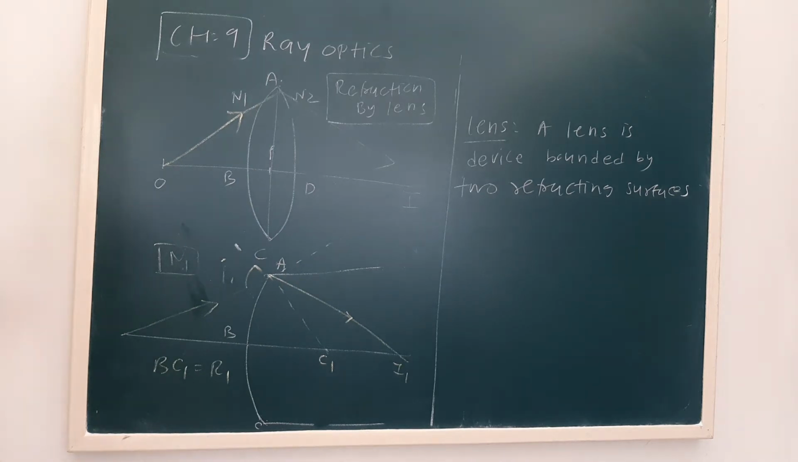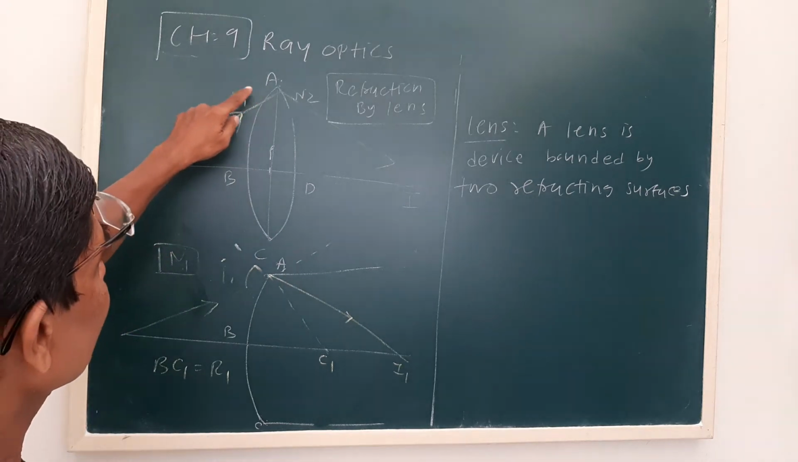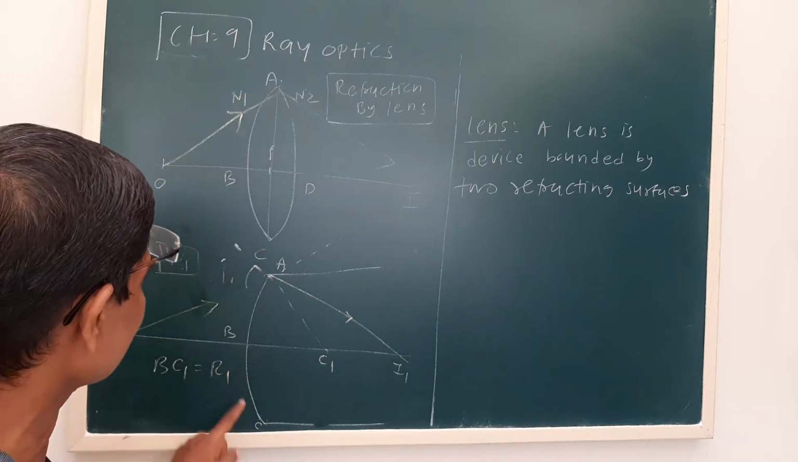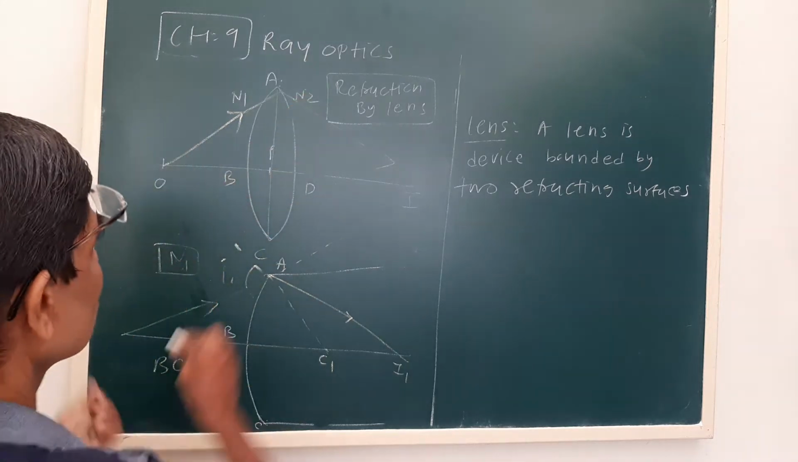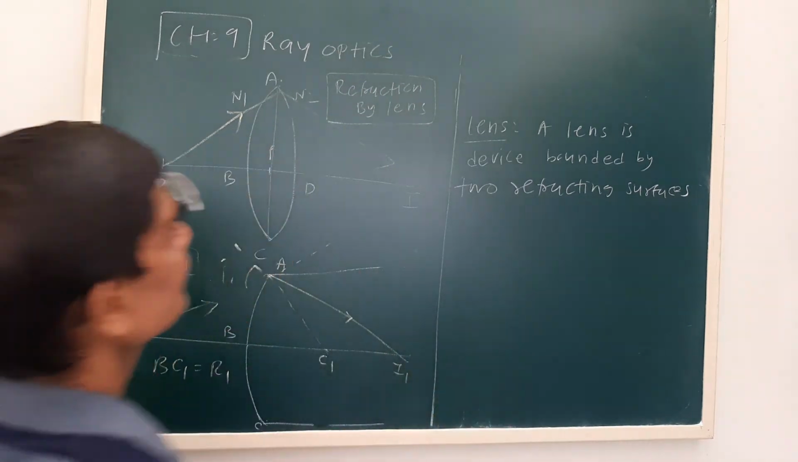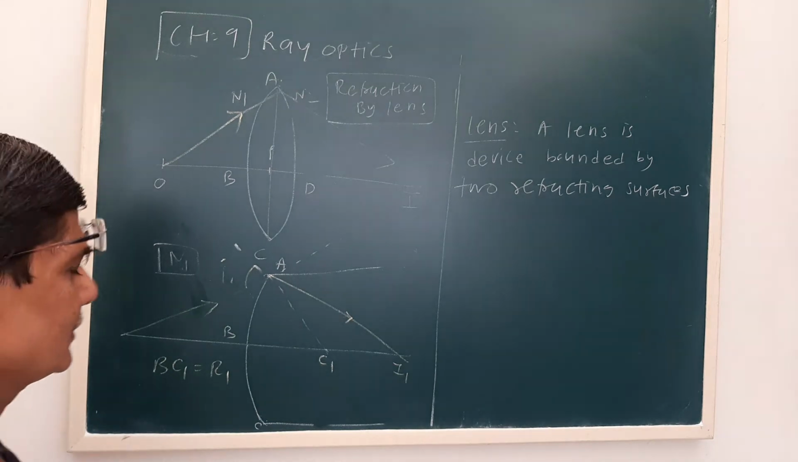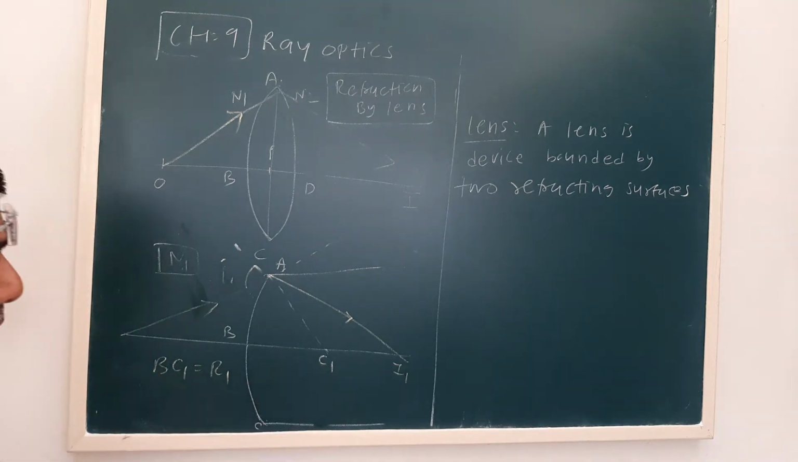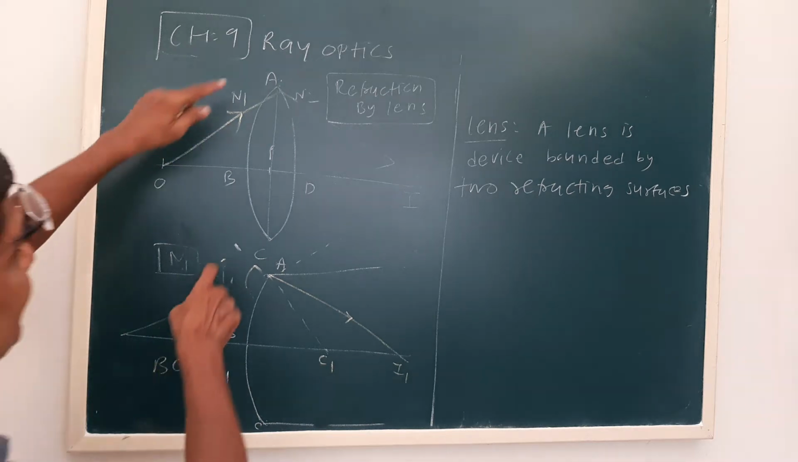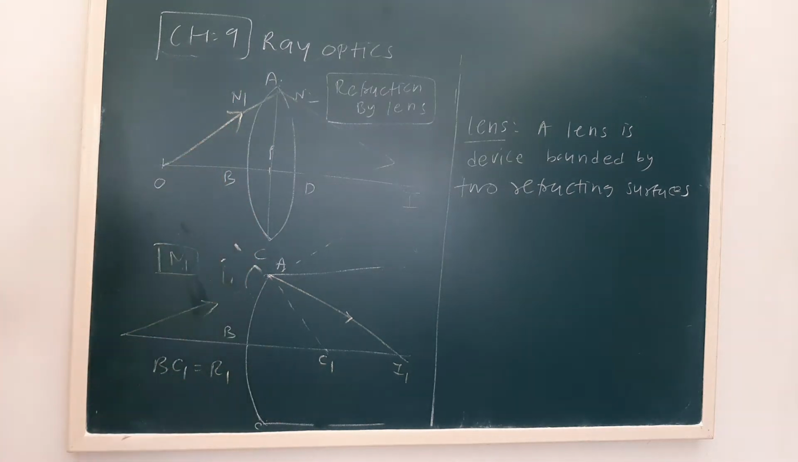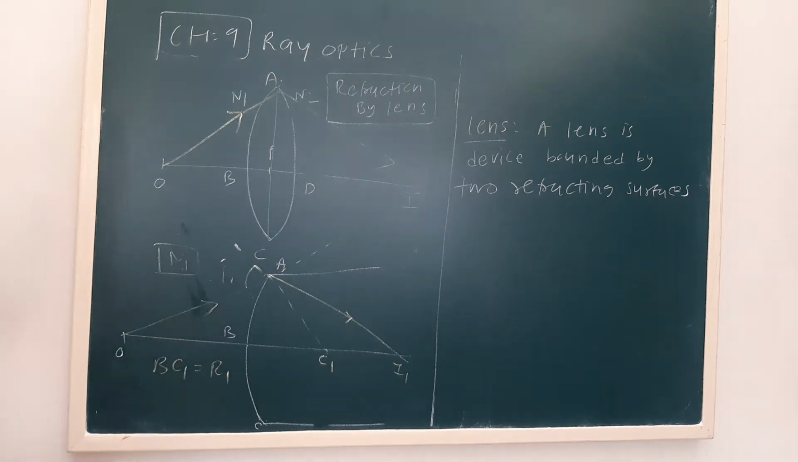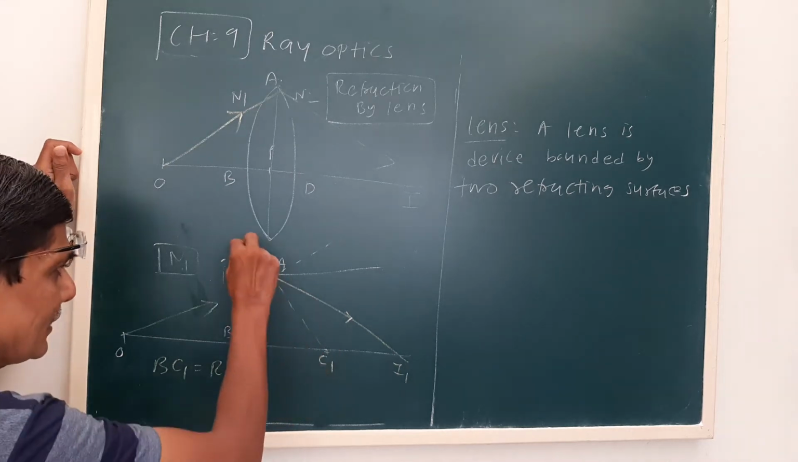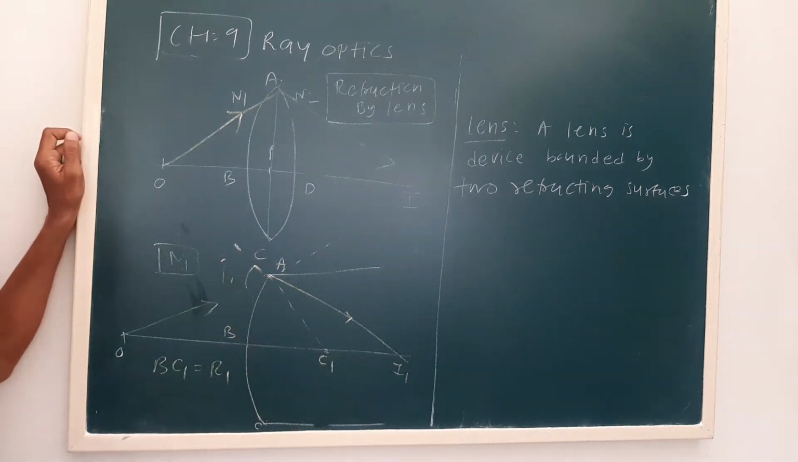Now first we study refraction taking place by the ABC surface, that is N1. This is also a part of a spherical surface which has a radius of curvature R1. For simplicity I have shown only the ABC part. Let us say O is a point object. See the incident ray, and the line passing through the center of curvature of this surface ABC is the radius of curvature R1.